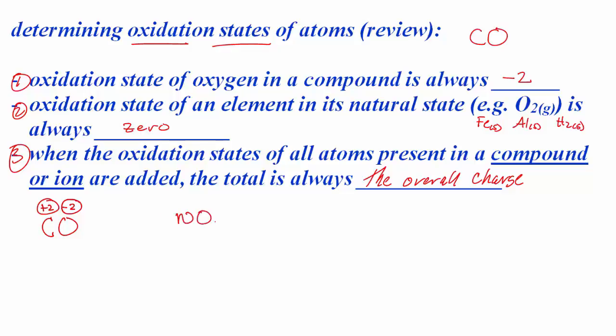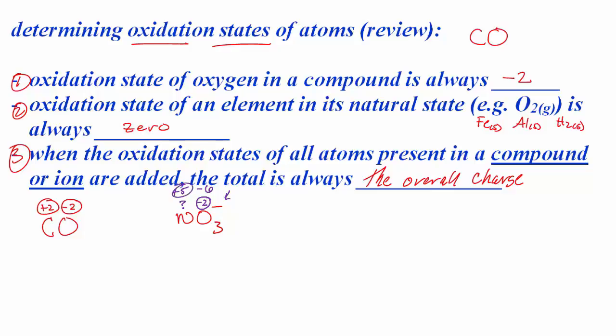What if we had something a little more complicated, like nitrate? Oxygen is always -2, so each oxygen is -2. Well, what is nitrogen going to be? We have 3 oxygens, and 3 times -2 is -6. So whatever nitrogen is, you have to add it to -6, and you better get -1, because the charge is -1. So nitrogen has to be +5.